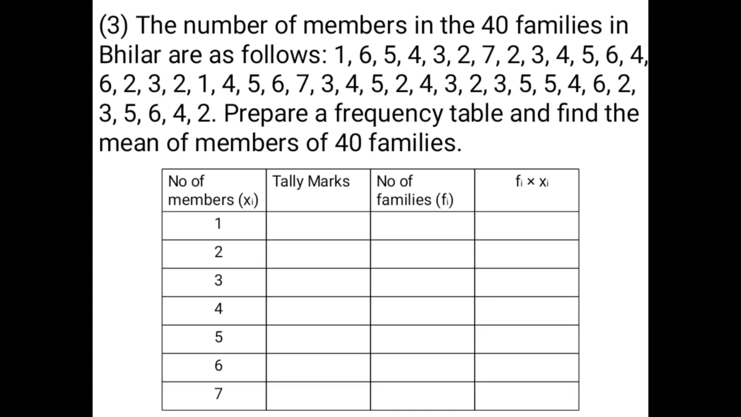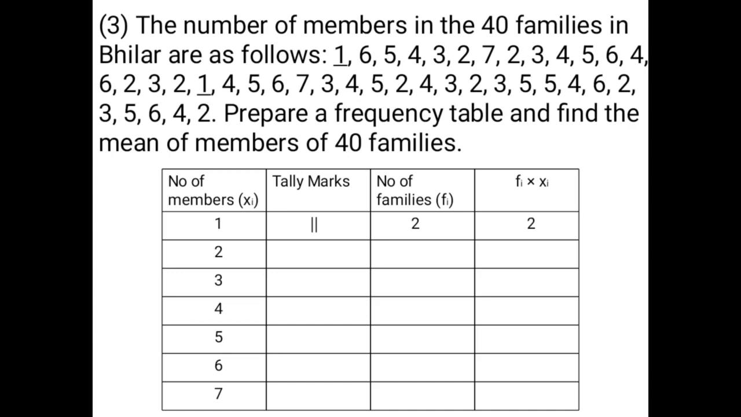Number of members 1, how much is there in the given question? You have to underline it now. Number of members 1 is 2. You have to mark the tally marks 2 like this way. Tally marks, how much you have marked? Now you have to write the number of families. Number of families 2. You have to multiply Fi into xi, that is number of families into number of members. 2 ones are 2.